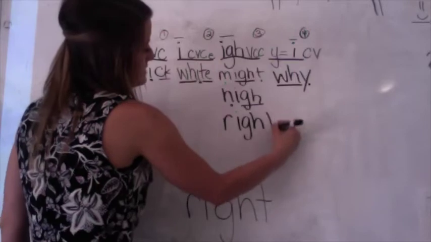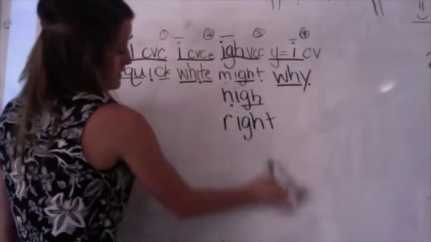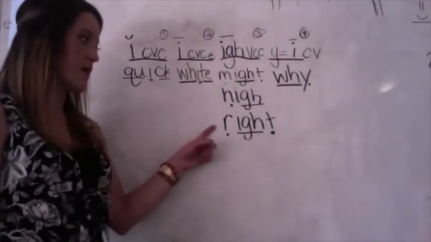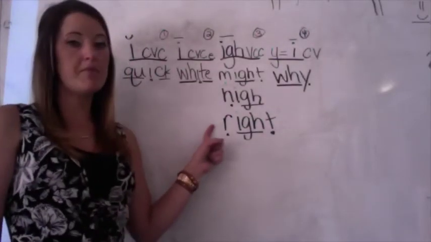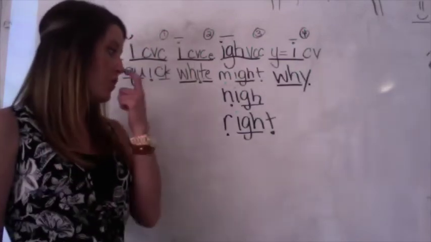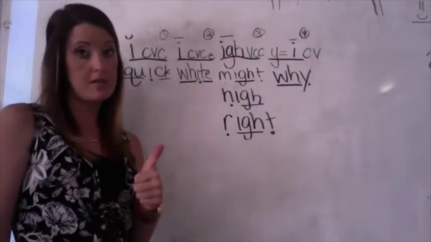I, t. Right. Now let's dot and dash. I, t. Right. This is a type of write like you write with your right hand, or you are right.